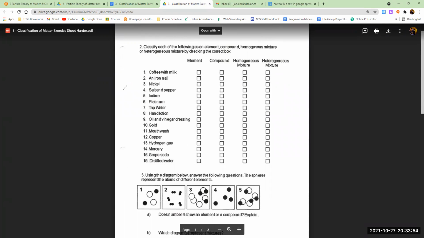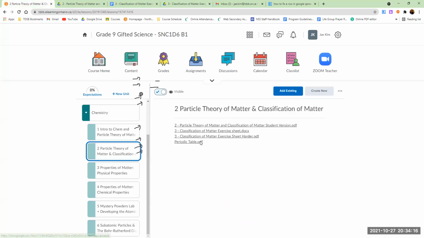One final point. There are some times where it's hard to distinguish whether it's an element or not because you may not be familiar with the periodic table. As a pointer, iron, nickel, iodine, platinum, gold, copper, hydrogen, and mercury are all going to be found in what we call the periodic table.